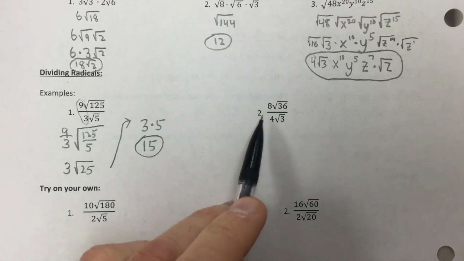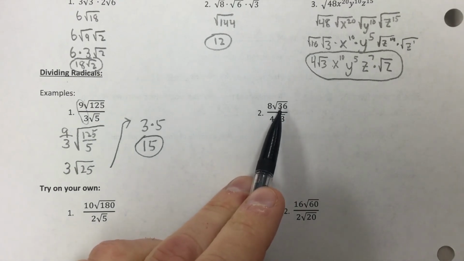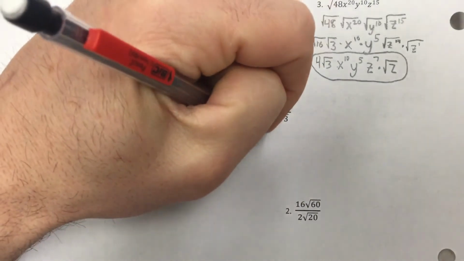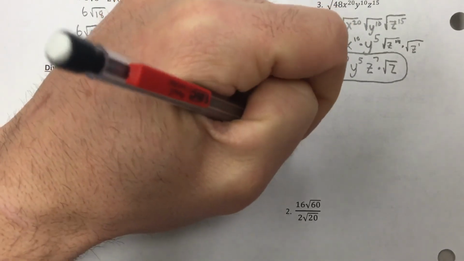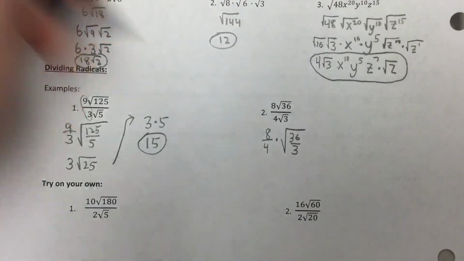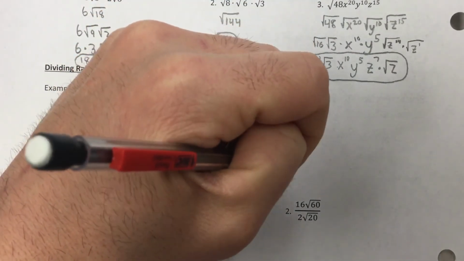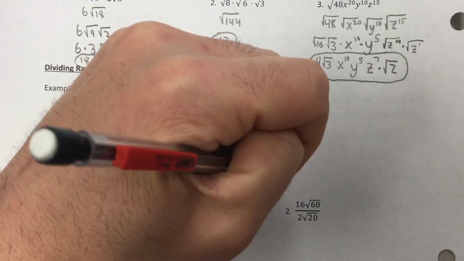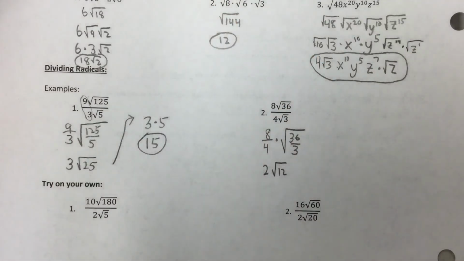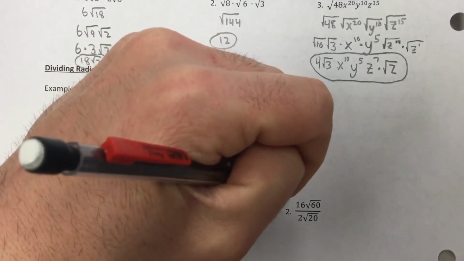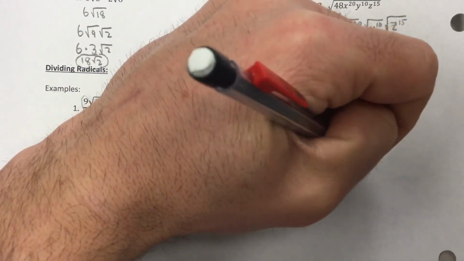Now for number 2, 36 does happen to be a perfect square, but I wouldn't know how to get rid of this root 3. So what I'm going to do is very similar to what I just did in the first one. I think of it as 8 over 4 times, and then underneath one big radical, 36 divided by 3. 8 over 4 is 2. 36 divided by 3 is 12. And then I'd want to simplify my radical of 12. So 4 is the perfect square that goes into 12. And I get 2 times 2 root 3, or 4 root 3 is my final answer.